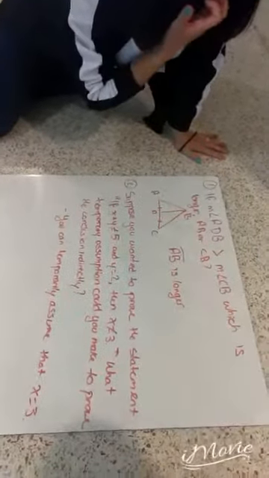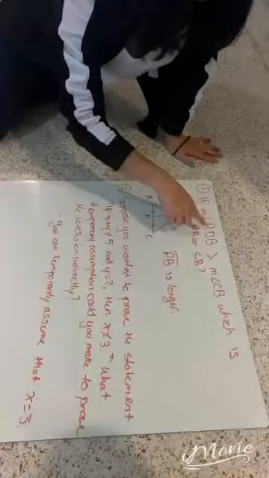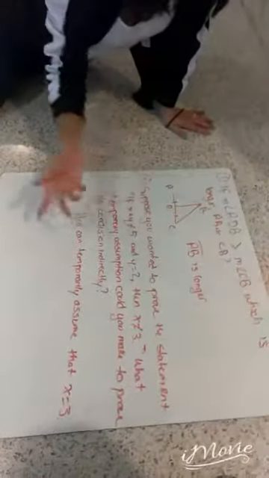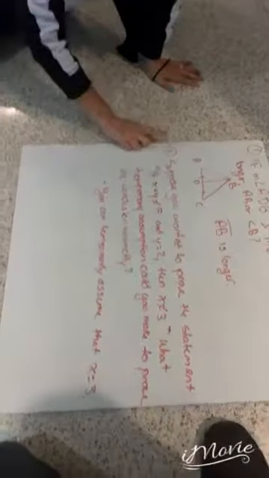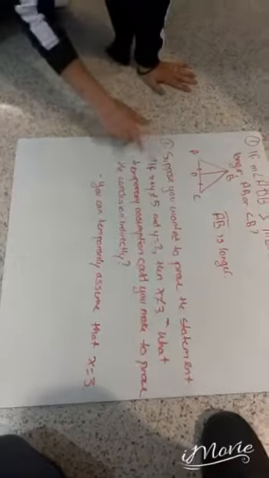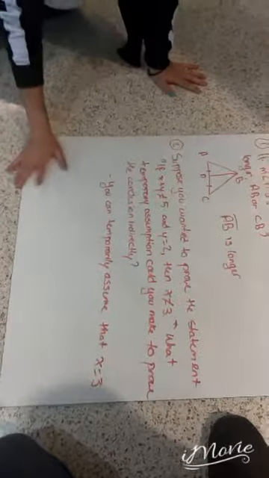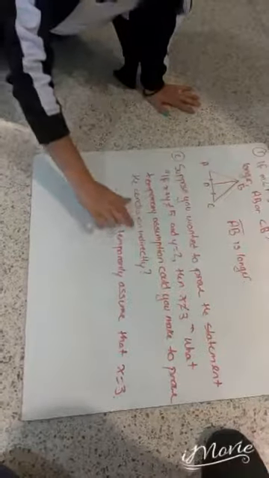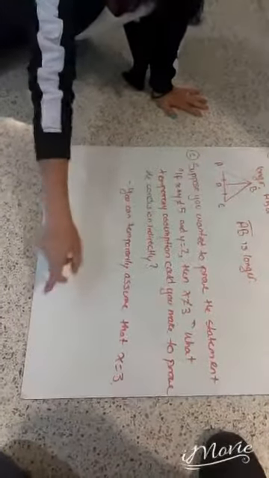If the measurement of angle ABD is greater than the measurement of angle CBD, which is larger, AB or CB? In this case, AB is longer. 2. Suppose you wanted to prove the statement, if x plus y does not equal 5 and y equals 2, then x does not equal 3. What temporary assumption could you make to prove the conclusion indirectly? You can temporarily assume that x equals 3.